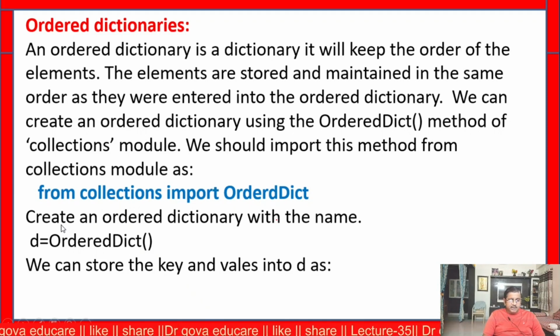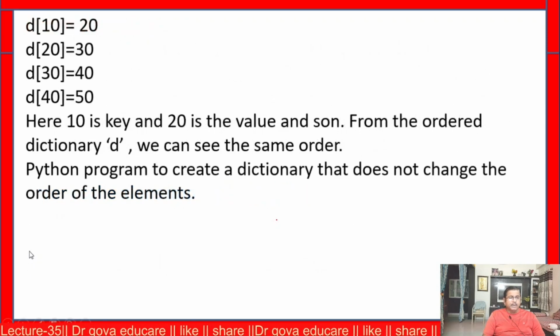Now, this is how to create an ordered dictionary. The name D is equal to OrderedDict. We can store the keys and the values in D. This is the way: D of 10 is equal to 20, D of 20 is equal to 30, D of 30 is equal to 40, D of 40 is equal to 50. Here 10 is a key, 20 is a value, and so on. From the ordered dictionary D, we can see the same insertion order. The same order will be displayed on the screen.